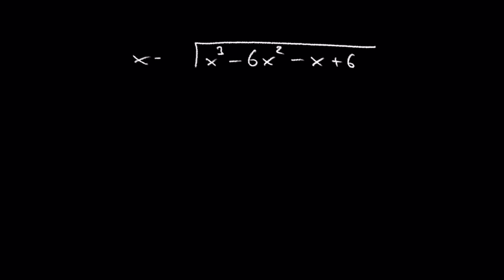Let's solve the last example. X cubed minus 6x squared minus x plus 6 divided by x minus 1. X cubed divided by x is x squared. X squared times x is x cubed. And x squared times negative 1 is negative x squared.